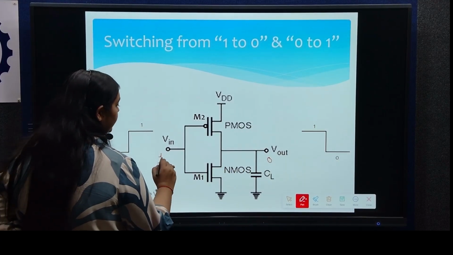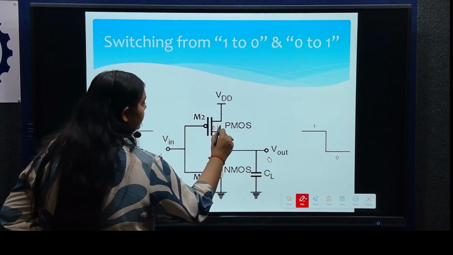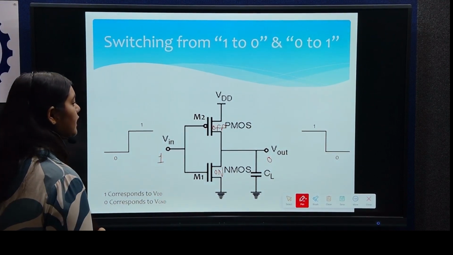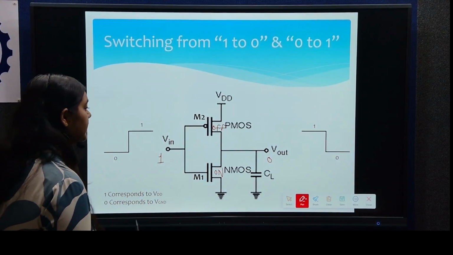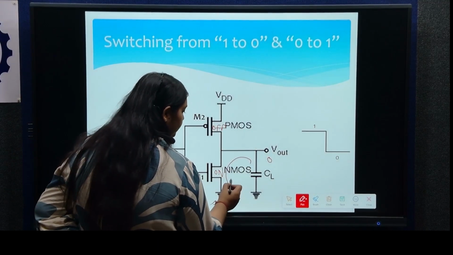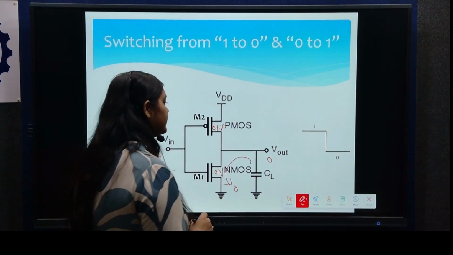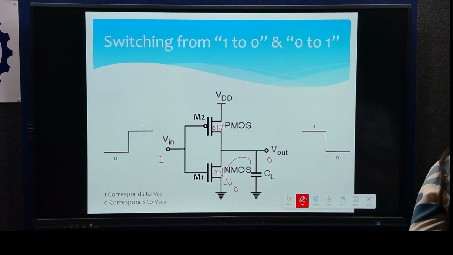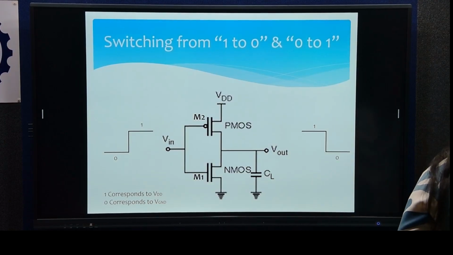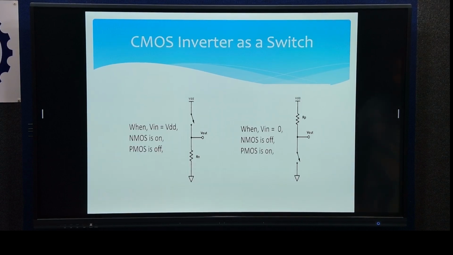How? See, if we apply input 1, NMOS will be on and PMOS will be off in this case. PMOS off means the switch is open here, and the switch will be closed in NMOS. So the capacitor will be discharged up to 0 volt. So the output will be 0 in case of input 1. So this is all about the working of the CMOS inverter circuit.